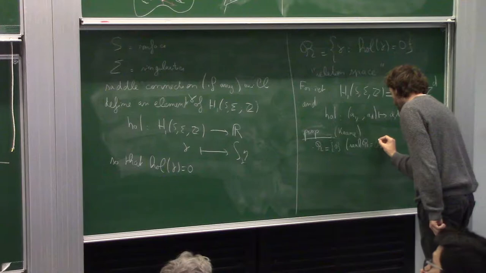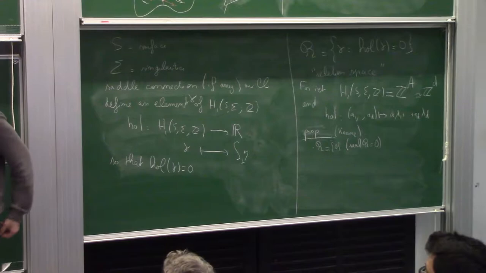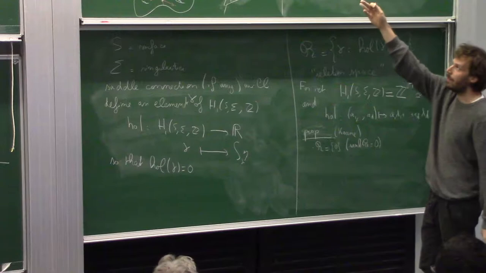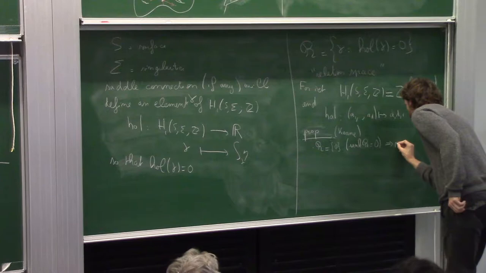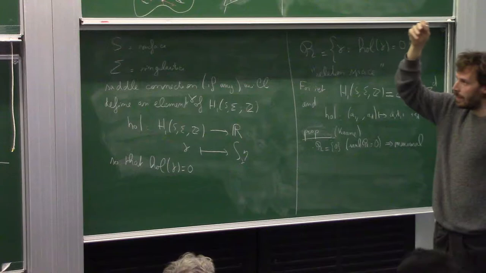So if you have no relations, it means that you have no candidate for being a saddle connection. If you have a saddle connection, it will define a non-zero element in the homology. So if you have no potential candidate, then necessarily you are minimal because you have no saddle connection at all. So this implies minimal. So we already have a criterion for minimality. You just pick entries that are irrationally related and you get minimality for free.